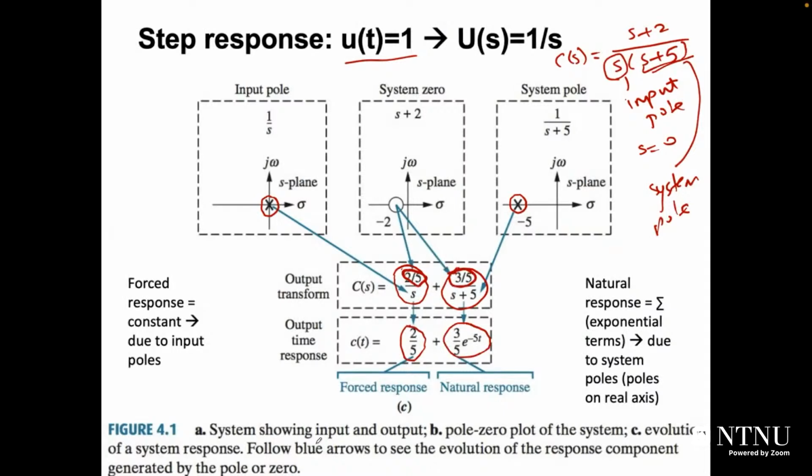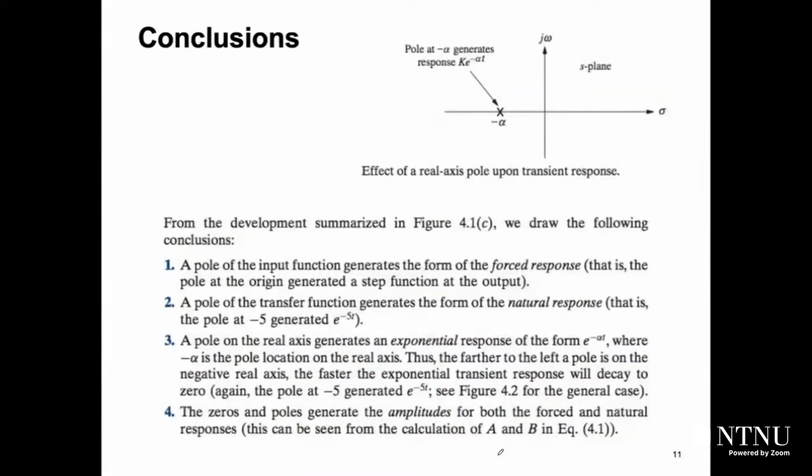So the system here in figure 4. In this figure, we have the system showing input and output. We have the pole-zero plot of the system, and the evolution of the system response. Follow arrows to see the evolution of the response component generated by poles and zeros. So you can just understand that we have this forced component. The forced component will be generated due to the input pole, and the natural response will be generated due to the system pole. We have input pole, system pole.